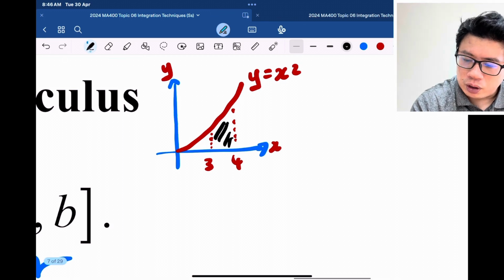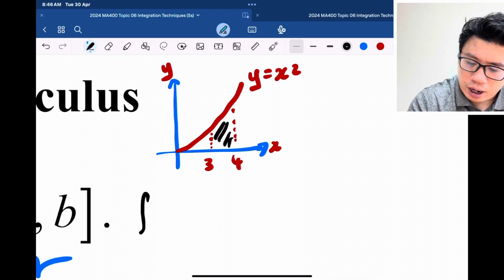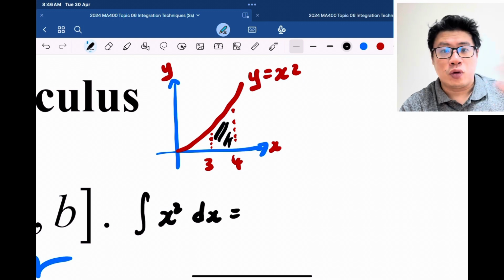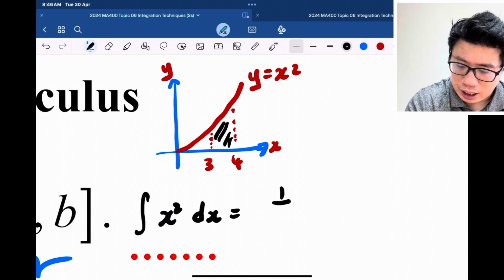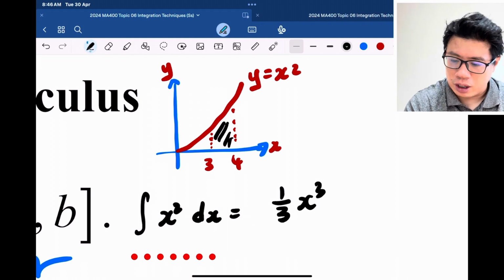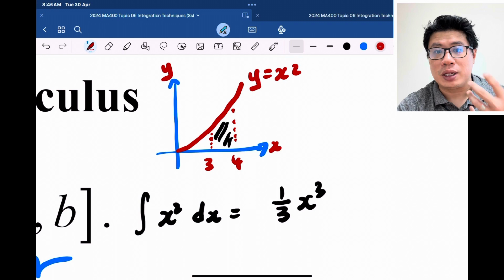Right, I know that when I integrate x squared, okay, we all know from part 1, we're going to get 1/3 x cubed, because we're just applying the formula. So how does putting the limits make it different?